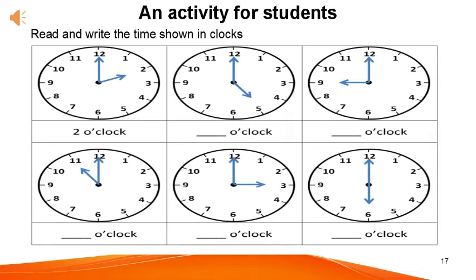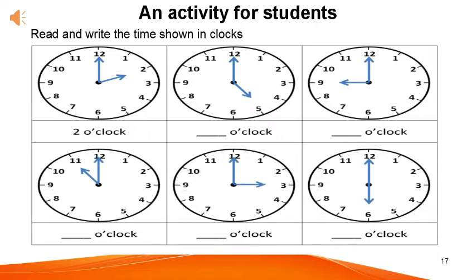An activity for students. Read and write the time shown in the clocks. In the first clock, the minute hand is at 12 and the hour hand is at 2. In the second clock, the minute hand is at 12 and the hour hand is at 5. In the third clock, the minute hand is at 12 and the hour hand is at 9.